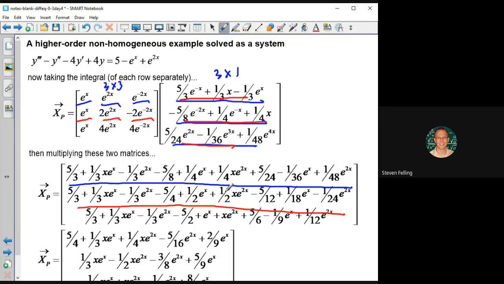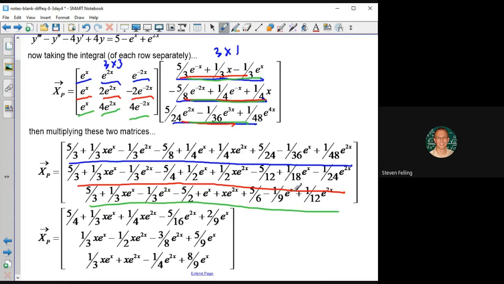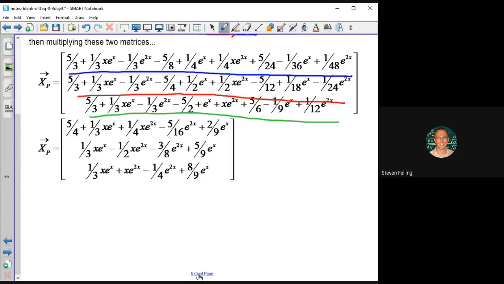You can carefully go through and check this in the notes to see that you can understand what's going on. This times this plus this times this plus this times this produces this. And then what I've done in the next step is just slowly gathered like terms and cancelled things. So this is the particular solution. And to get the general solution, I would then add this to the complementary solution.